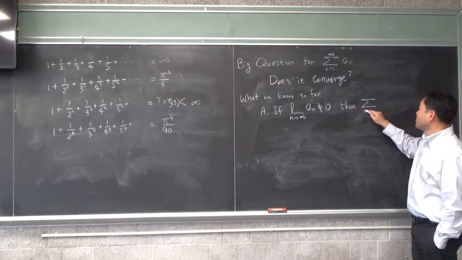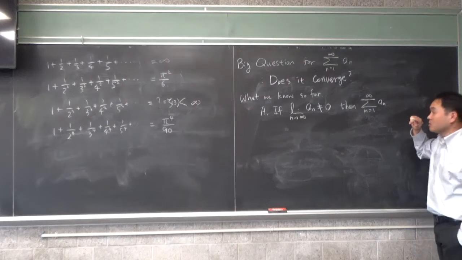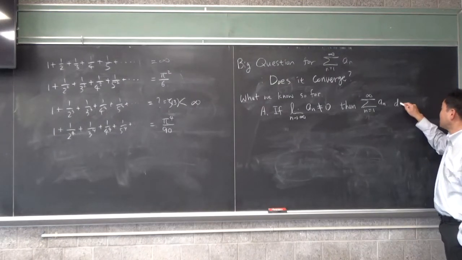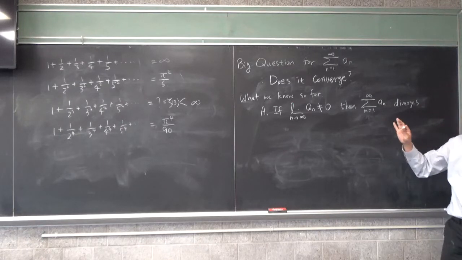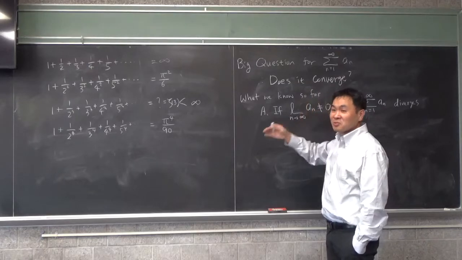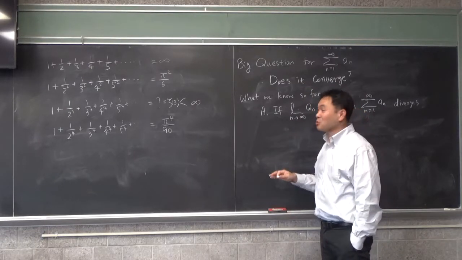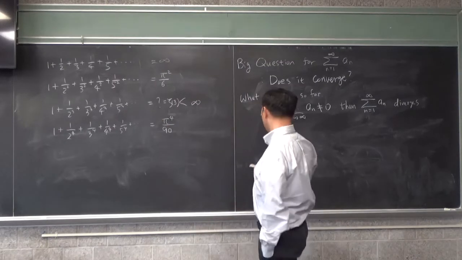what happens to the series? What happens to the series? Diverges. That's the test for divergence. If this ever happens, then no question, it just diverges. So we don't even bother computing the approximate value.